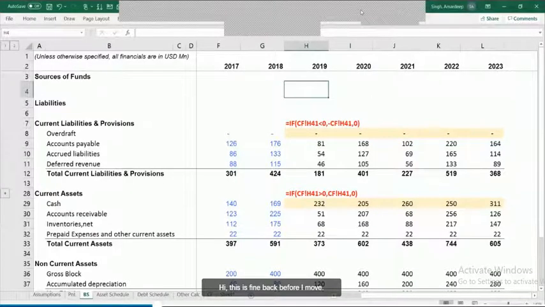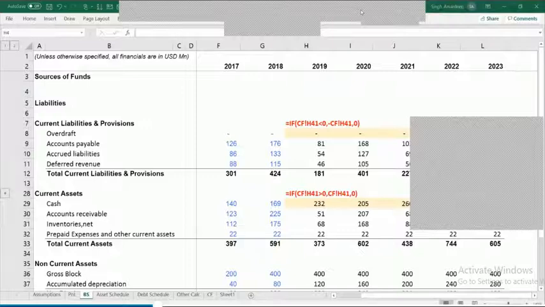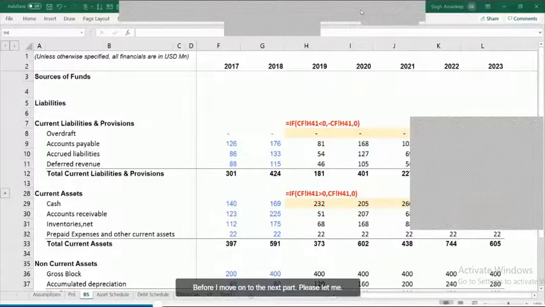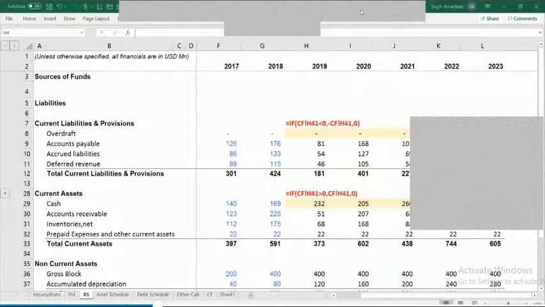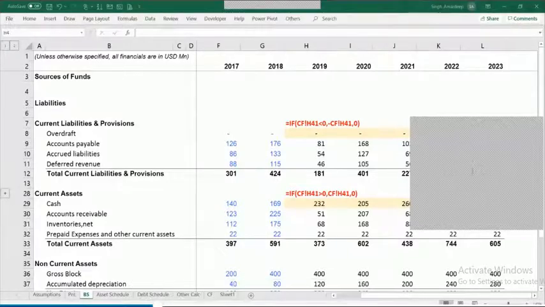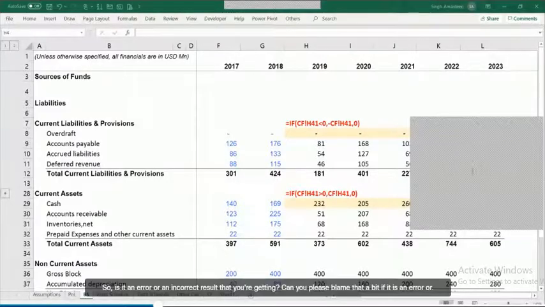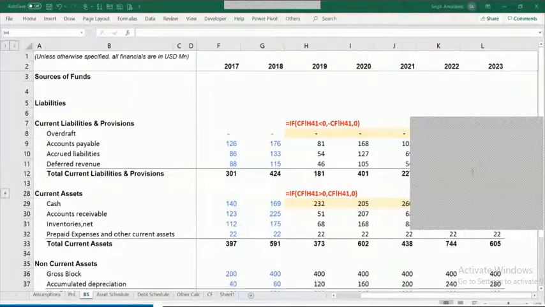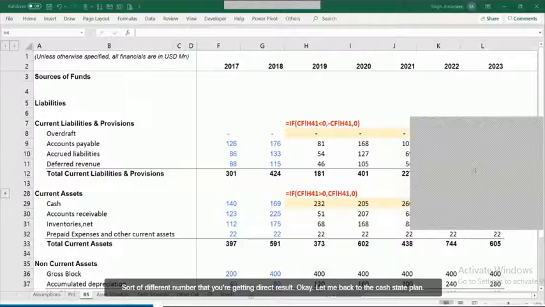Before I move on to the next part, please let me know in case you have any questions. Kiran, I read your note that you are getting an error in the closing cash balance. So, is it an error or an incorrect result that you're getting? Can you please explain that a bit? If it is an error or some sort of different number that you're getting, an incorrect result.